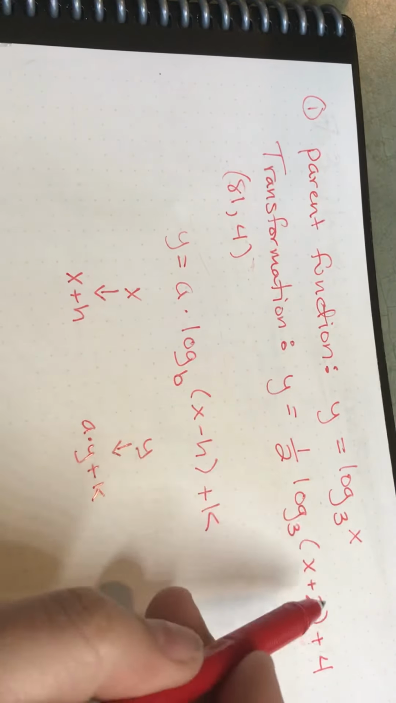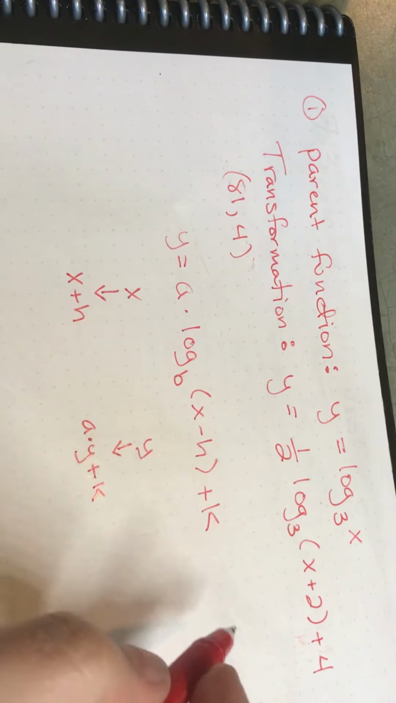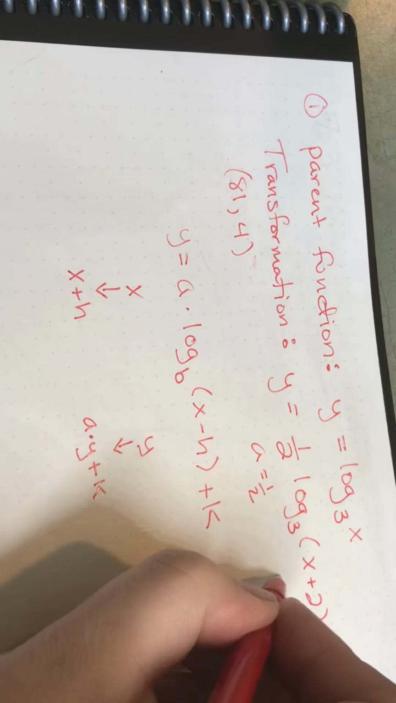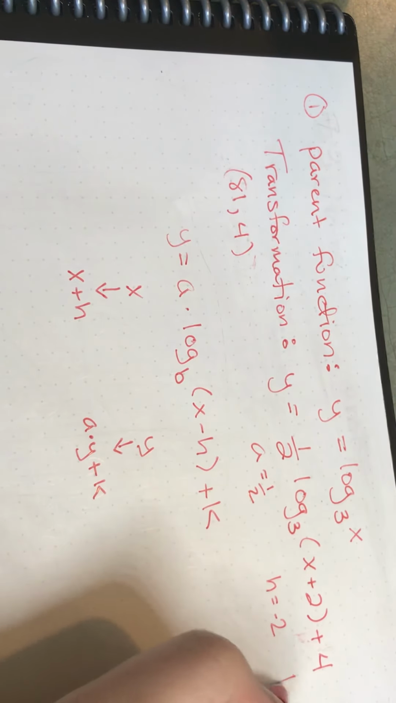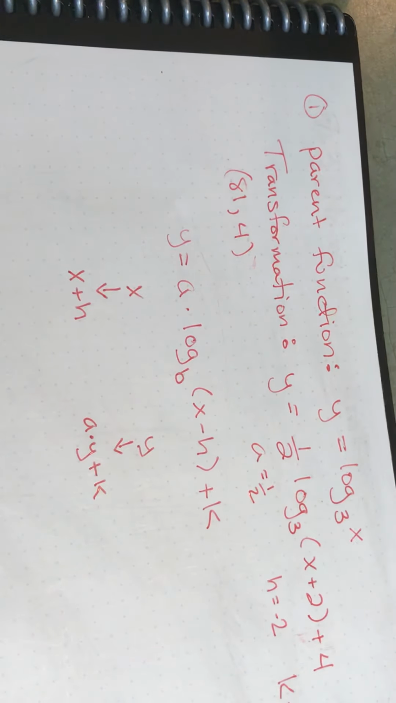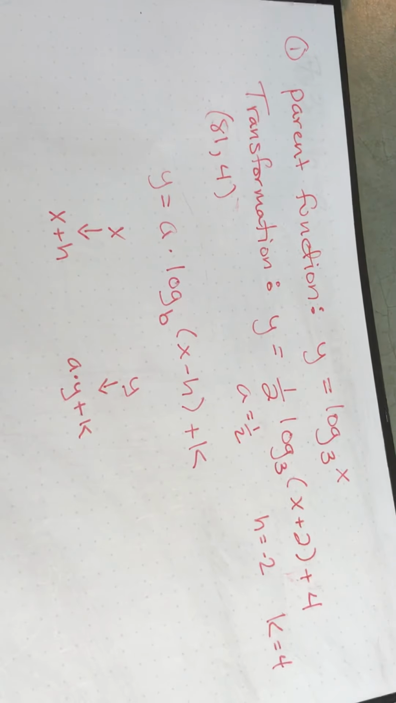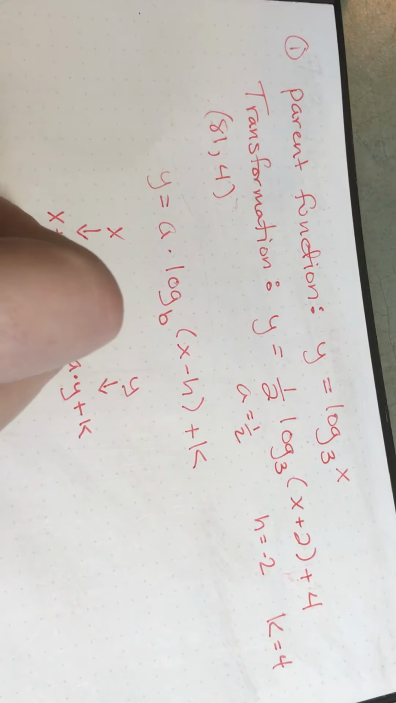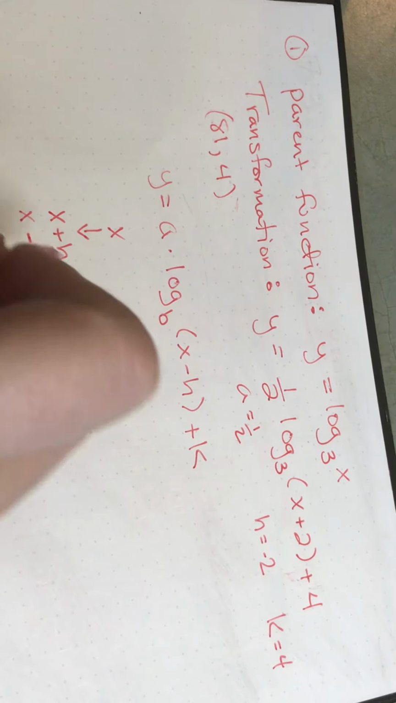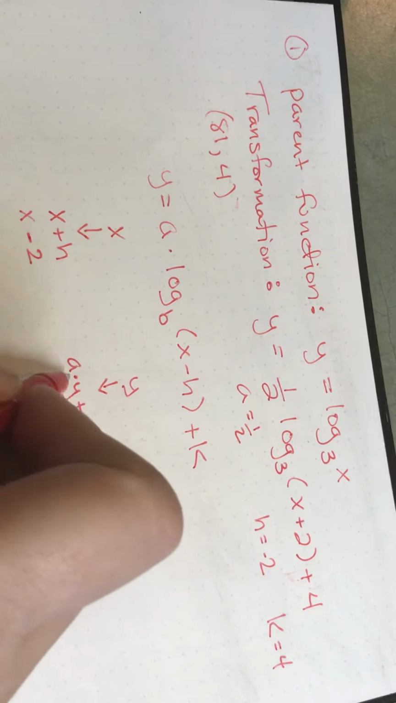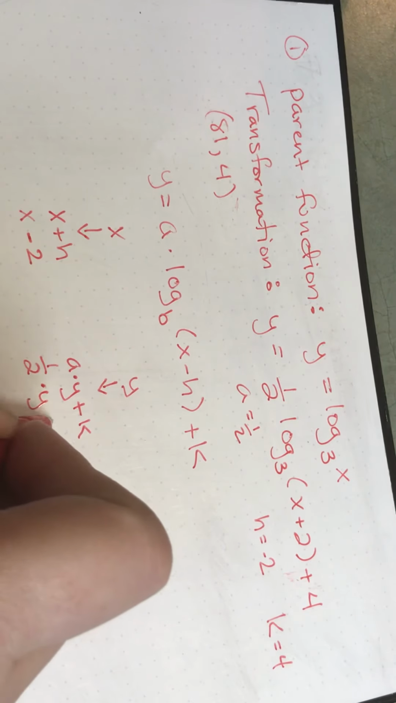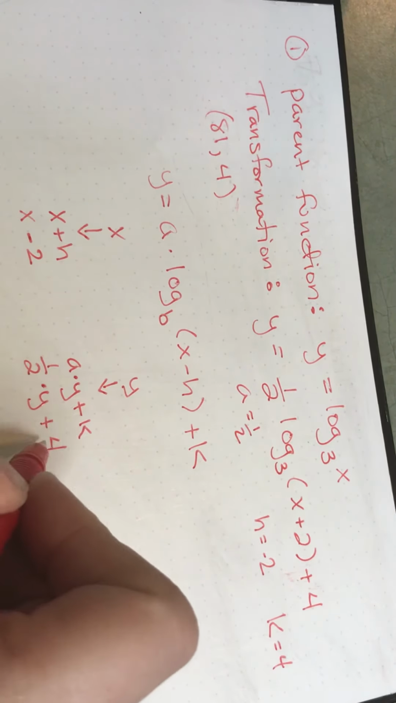Now for this function, my a is 1/2, my h is -2, and my k is 4. So when I do my transformation, I'm going to take my x minus 2, or plus -2, and I'm going to take my y, multiply it by 1/2, and then add my k value of 4.